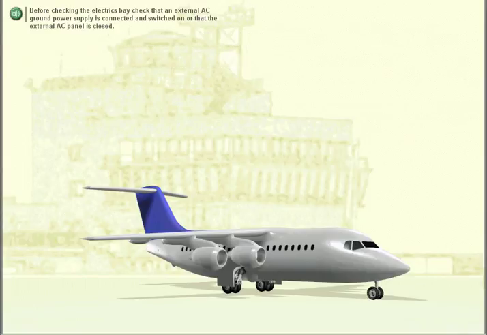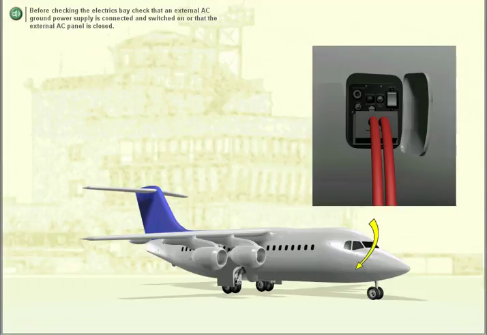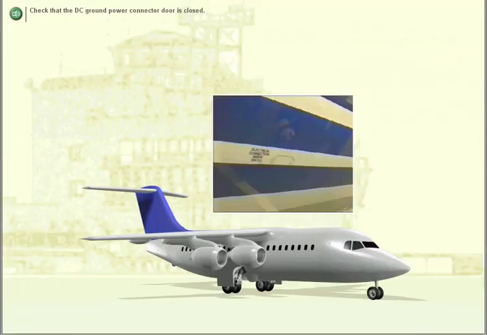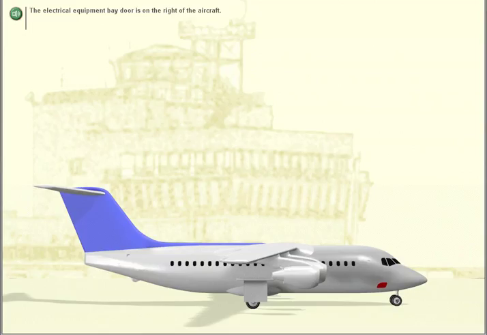Before checking the electrics bay, check that an external AC ground power supply is connected and switched on, or that the external AC panel is closed. Check that the DC ground power connector door is closed. The electrical equipment bay door is on the right of the aircraft. Click on the bay door to continue.